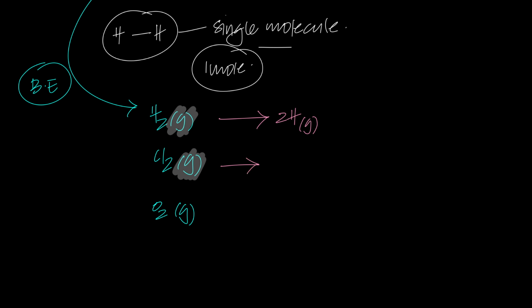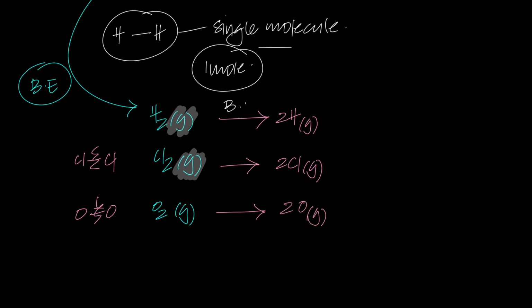After I break the bond between Cl and Cl, I'm going to get 2 Cl gaseous atoms. After I break the O double bonded to O, I'm going to get what? I'm going to get 2 O gaseous atoms. And this is effectively what bond enthalpy is. And it makes sense.